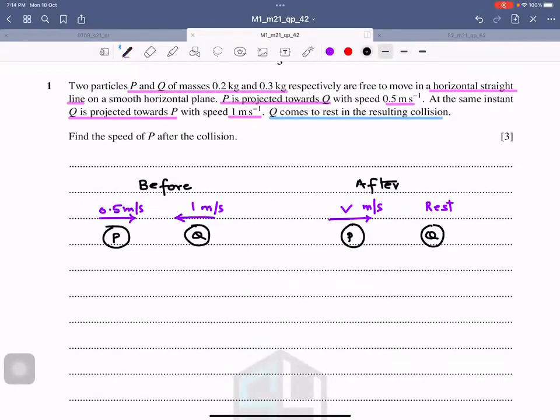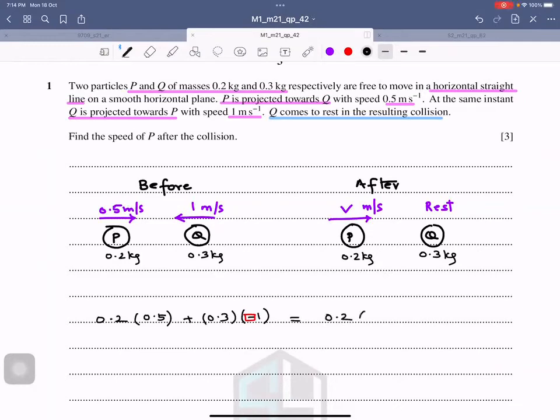So now the working: momentum before collision is the same as momentum after collision. P is 0.2 kg, Q is 0.3 kg. Simple working, very, very simple. This is 0.2 into 0.5 plus 0.3 multiplied by -1. This is the main thing. This negative sign, all the marks are for this particular thing. That's where people will trip over and make a mistake.